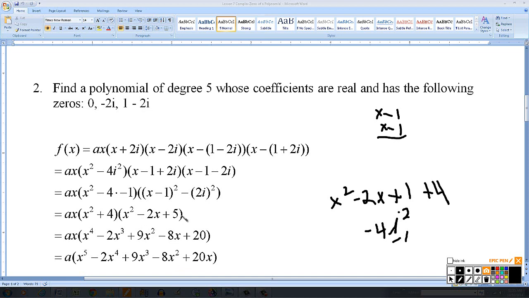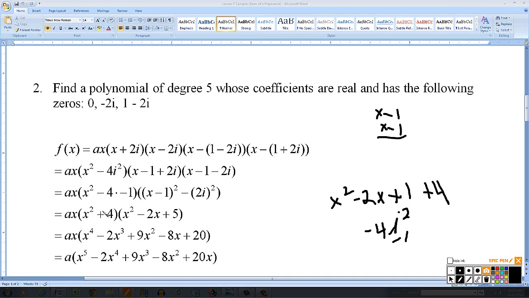Now the rest of it is just multiplying through. So what I do is I multiply through by x squared. x squared times x squared is x to the 4th. x squared times a minus 2x is minus 2x to the 3rd. x squared times 5 is 5x squared. And then I multiply by the 4. 4 times x squared is 4x squared. 4 times minus 2x is minus 8x. 4 times 5 is 20.